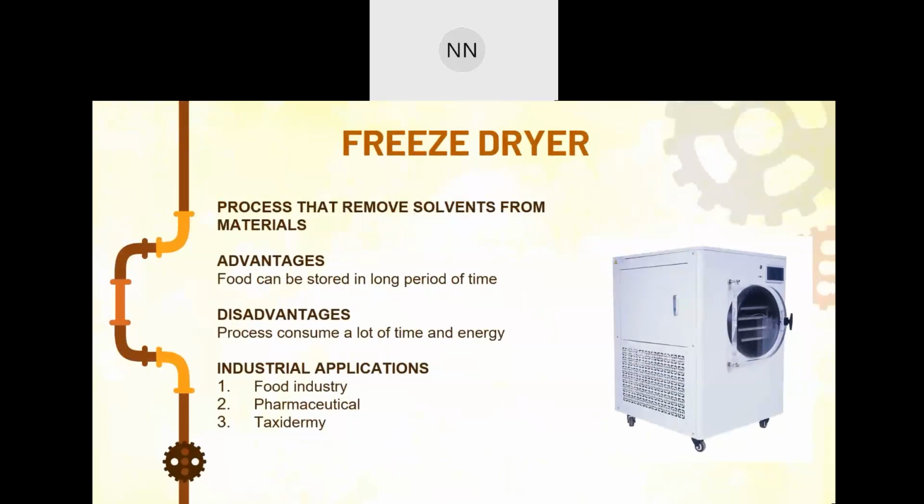Next is the freeze dryer. The freeze dryer is used to remove solvent from material. The advantages of the freeze dryer are that food can be stored for a long period of time, while the disadvantages of the freeze dryer are that the process consumes a lot of time and energy. Industrial applications for the freeze dryer are the food industry, pharmaceutical, and also taxidermy.